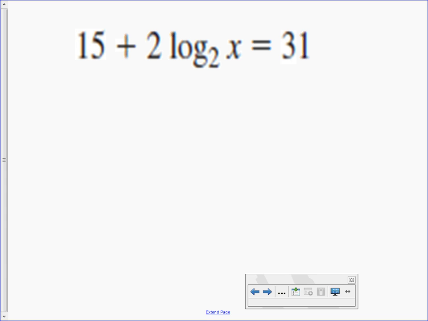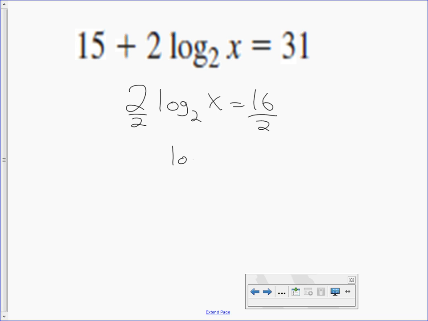What's your first step, ladies and gentlemen? Subtract 15. Do we agree by subtracting 15? Okay. Someone didn't do that first. So you want to know what 2 log base 2 of x is: 16. Now, when it says 2 log base 2 of x, that doesn't mean the 2's can drop away at all. This isn't an exponent. This is just a number being multiplied. So divide.